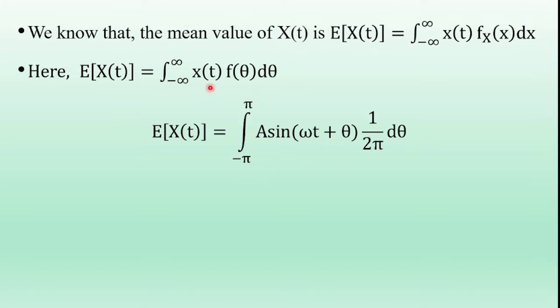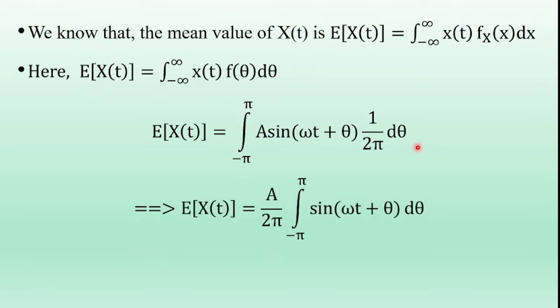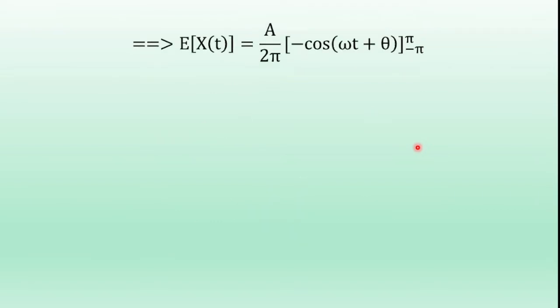Given that the random process x of t is A sine of omega t plus theta and the probability density function of the random variable theta is 1 by 2 pi, we are integrating with respect to theta. A by 2 pi is constant, so it is written before the integration. Therefore, the expectation of x of t is equal to A by 2 pi integral from minus pi to pi of sine of omega t plus theta d theta. The integral of sine of omega t plus theta is minus cos of omega t plus theta, over minus pi to pi.